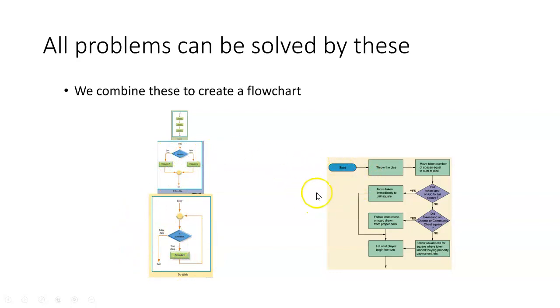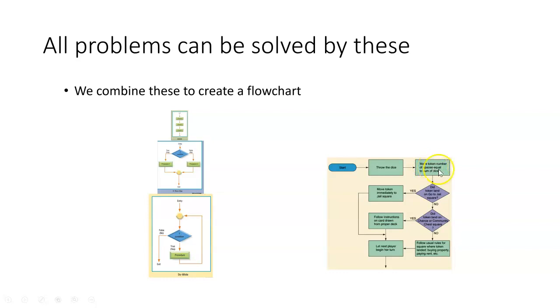So here's an example. Here's our start. And so if we're actually doing flowcharts, this is our start symbol. The diamond is our decision, and our end is also going to look like that. So our end down at the bottom would look exactly like the start symbol. So we throw the dice. We move the token the number of spaces equal to the sum of the dice.